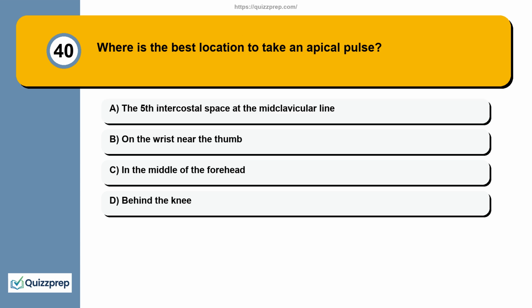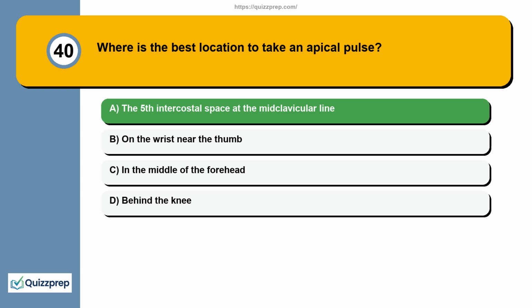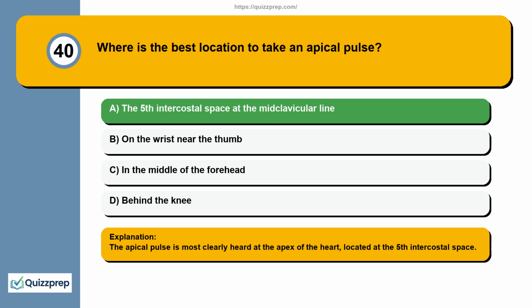Question 40. Where is the best location to take an apical pulse? The fifth intercostal space at the midclavicular line, on the wrist near the thumb, in the middle of the forehead, behind the knee. The apical pulse is most clearly heard at the apex of the heart, located at the fifth intercostal space.